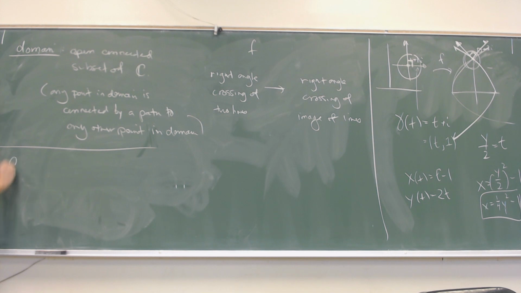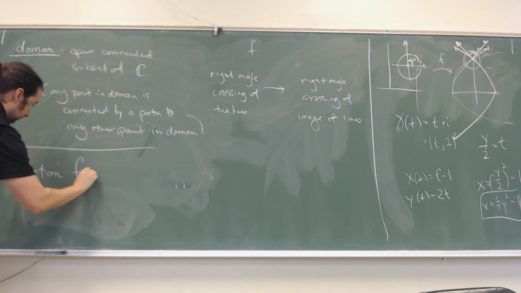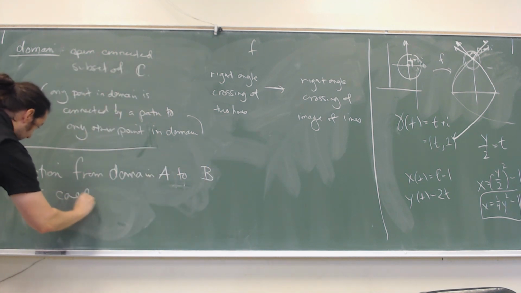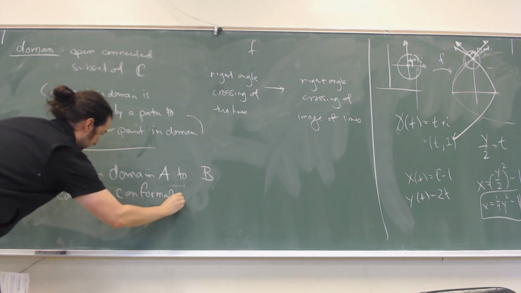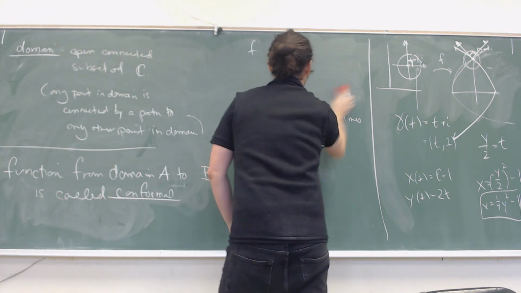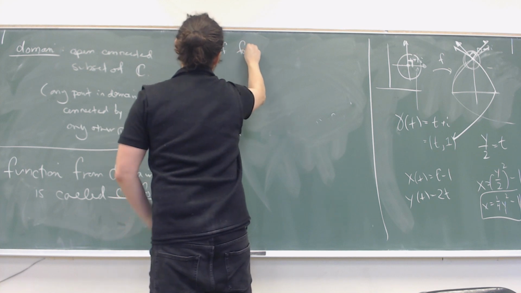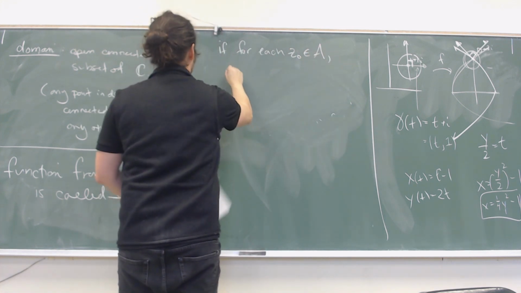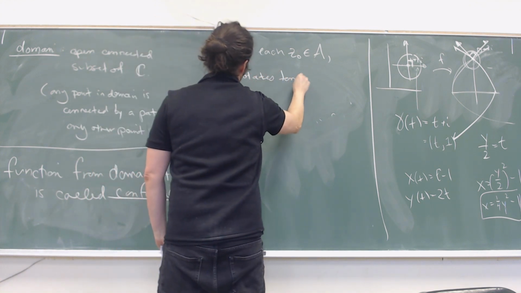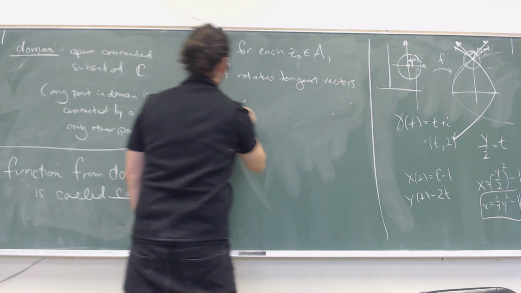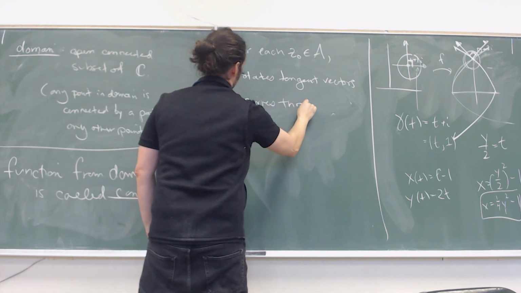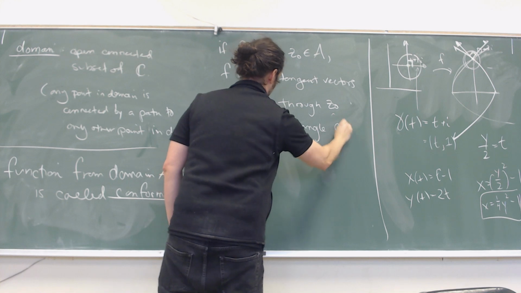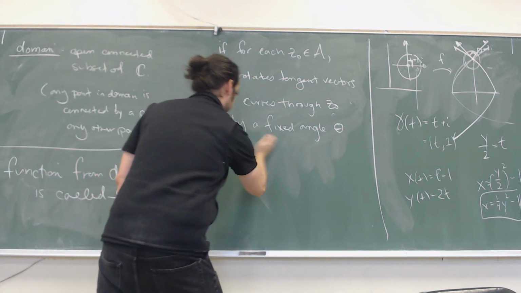All right. So a function from a domain A to B is called conformal if for each point z naught in A, f rotates tangent vectors to curves through z naught by a fixed angle theta, and stretches tangent vectors by a fixed stretch factor.